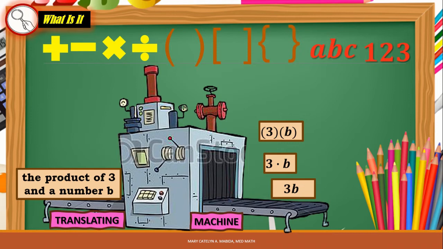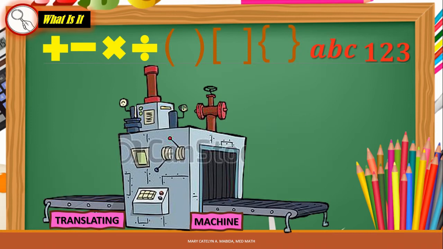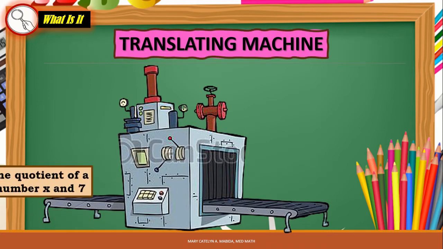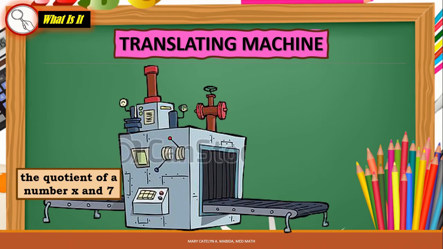Now, what about division? Division can be represented by the obolus and the vinculum. The quotient of a number x and 7 can be written using an obolus, x divided by 7, or the vinculum, x over 7.